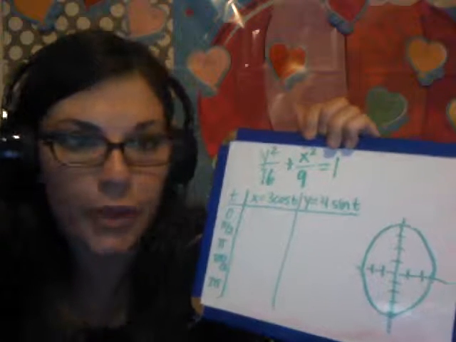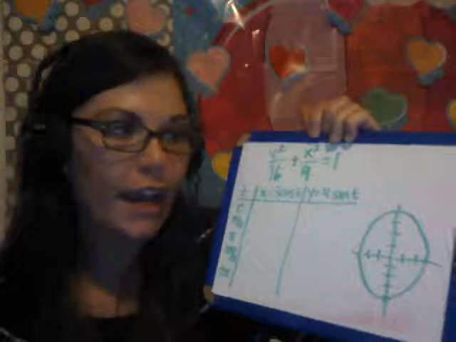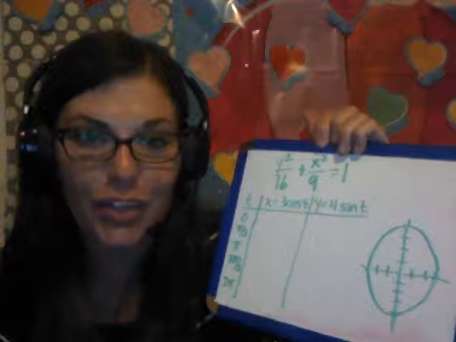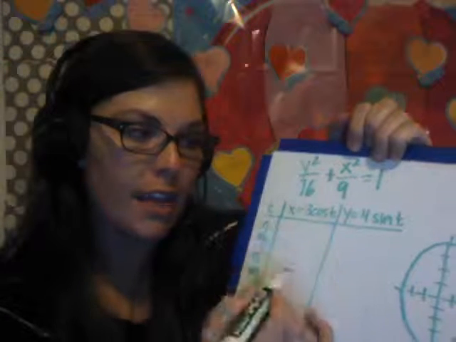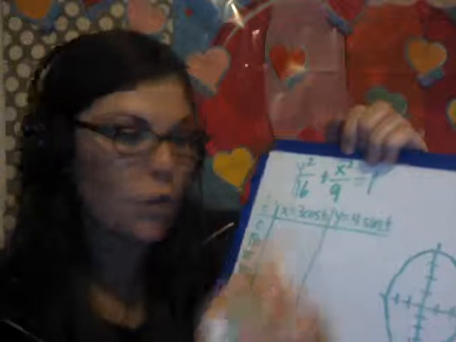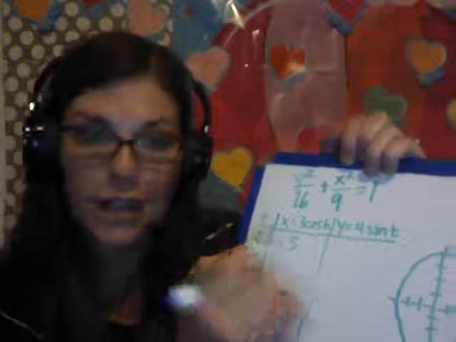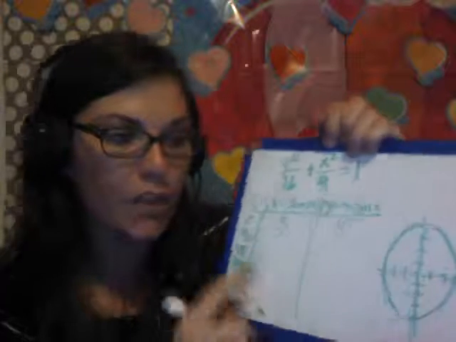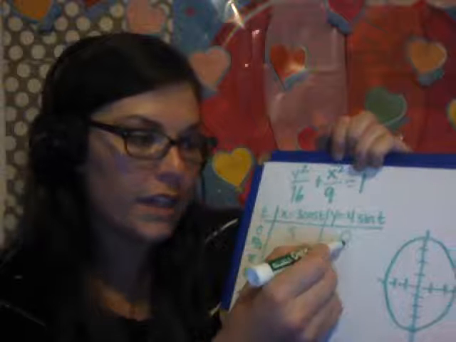So considering that our parameter went from 0 to 2 pi, I'm going to make a table of values so that I know where my starting point is, where my ending point is, and also what direction we are moving. If I substitute 0 into 3 cosine t, cosine 0 is 1, so 1 times 3 is 3. If I substitute 0 into 4 sine t, sine 0 is 0, and 0 times 4 is 0. So according to this table, I am starting at the coordinate (3, 0).